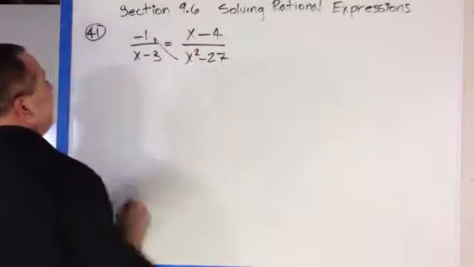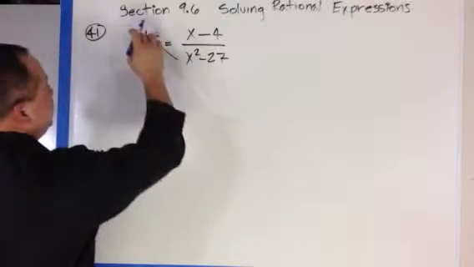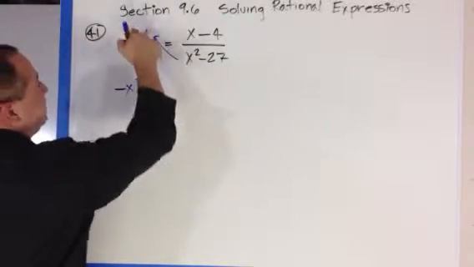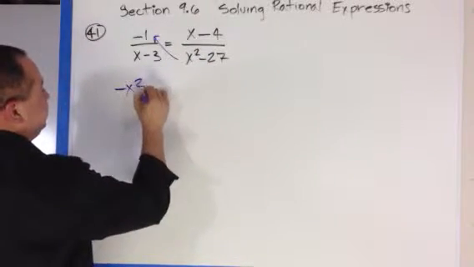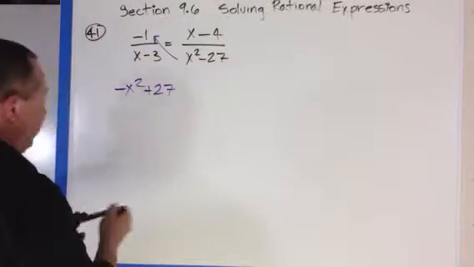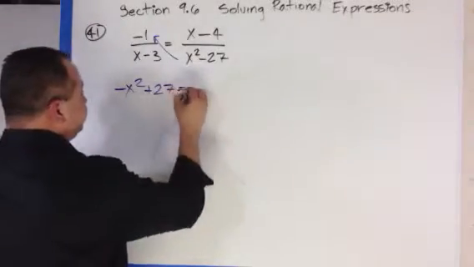this binomial times the negative 1. So negative 1 times x squared gives me negative x squared. Negative 1 times negative 27 gives me positive 27. Okay, so we're done with that one. I'm going to put an equal sign here.